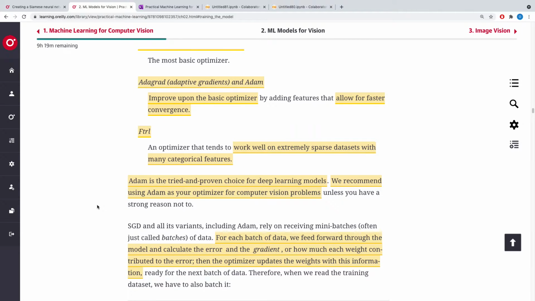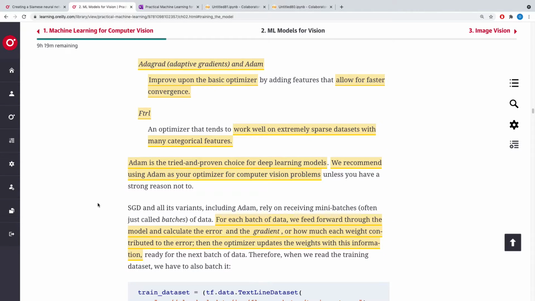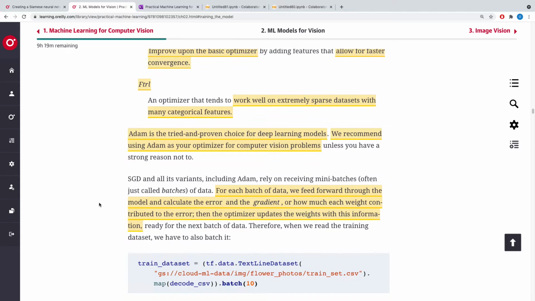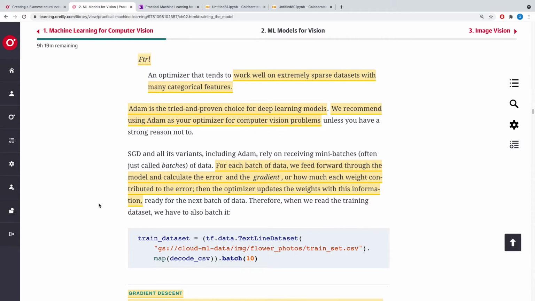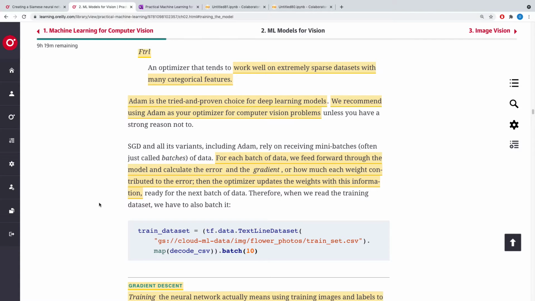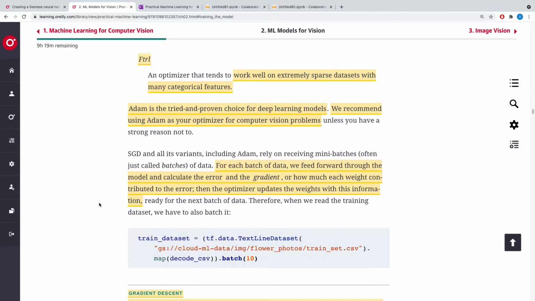So if you have a choice, the best is Adam. That is the one recommended that you start with. You're free to try other ones. Now, essentially what's happening is that gradient is like differentiation in mathematics.